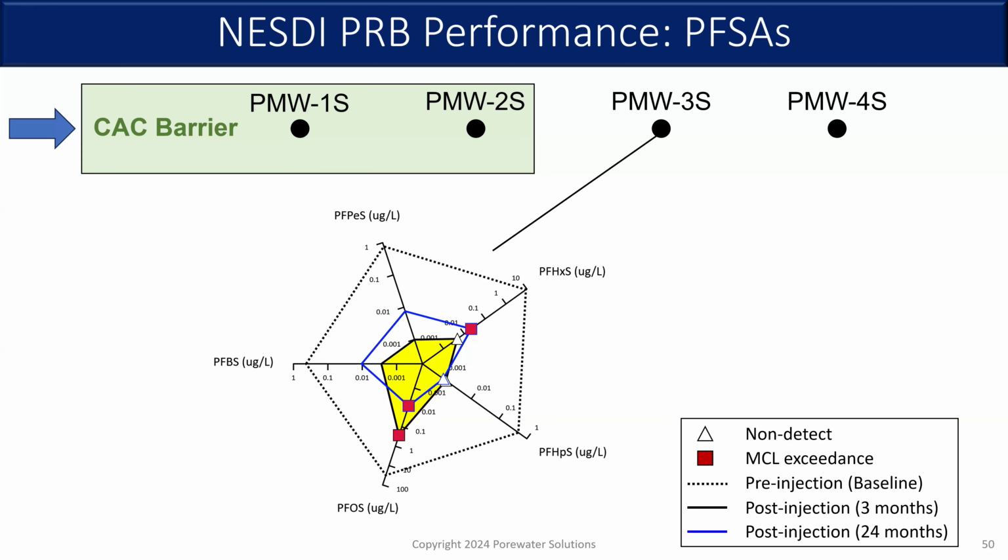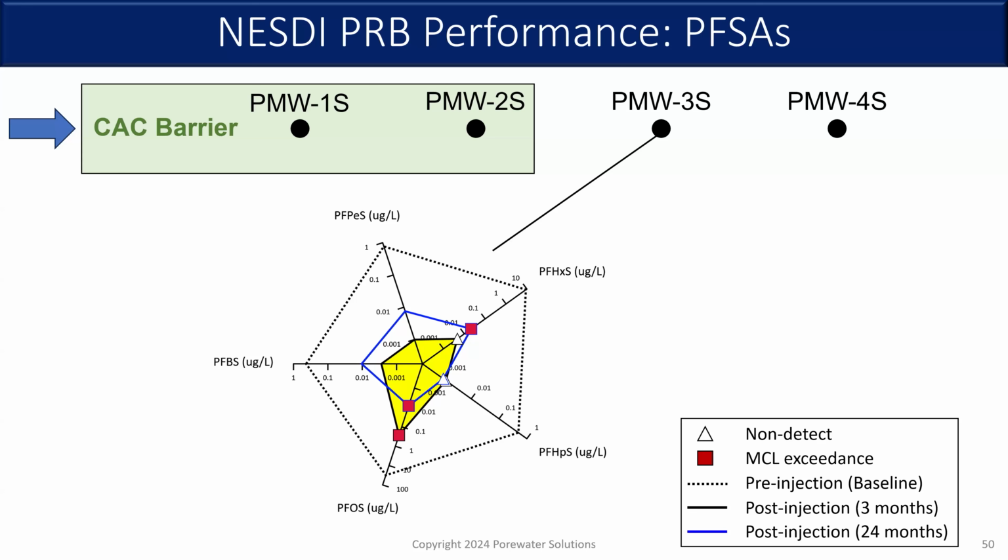Now going downgradient, this is where it gets a little bit more complicated. The yellow data series is 3 months after injection, and we can see everything drop pretty quickly, a little bit less so for PFOS, more so for the short chain compounds. And the blue data series, that's 2 years in. So PFOS has actually declined further over time.